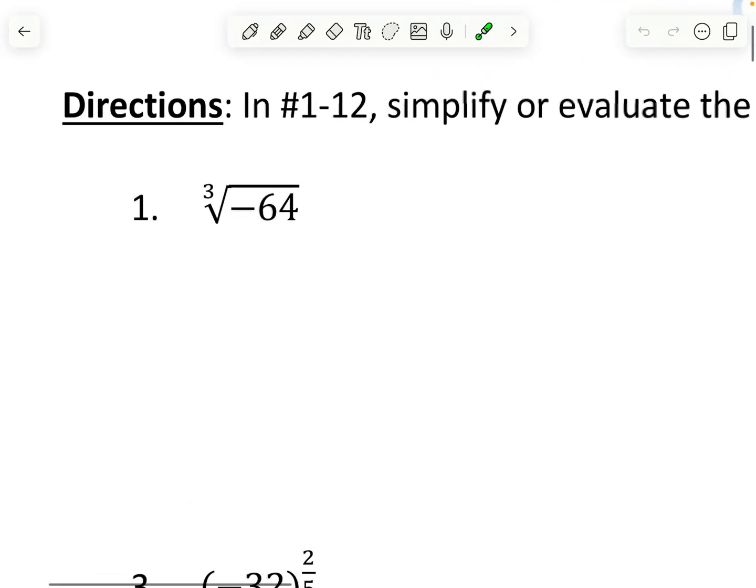Let's just get started. So cube root of negative 64. When you cube root, fifth root, seventh root, any odd root, you can always odd root negative numbers because an odd number of negatives multiplied together will still equal a negative number. So this answer is simply negative 4 because negative 4 times negative 4 times negative 4 is negative 64.